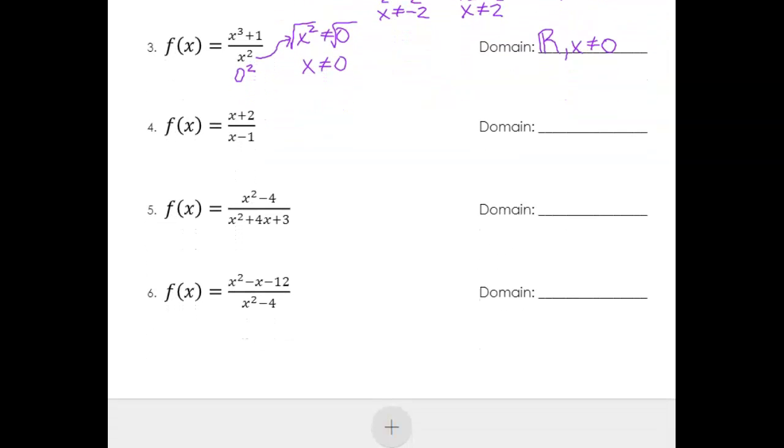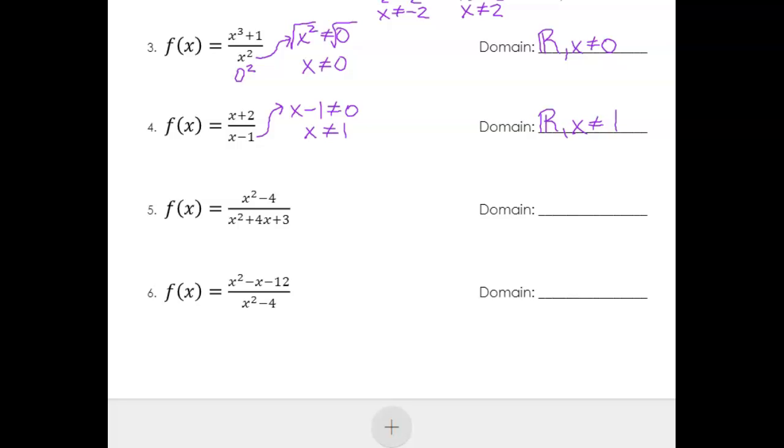So let's look at number 4. Pick out your denominator, factor it if necessary, and solve. You do not want the denominator to equal 0. So take a moment to try number 4 and check back for your answer. The denominator of x minus 1 cannot be factored, so I set it not equal to 0. I solve, I get x cannot equal 1. So my domain of that function in number 4 is all real numbers except x cannot be equal to 1.